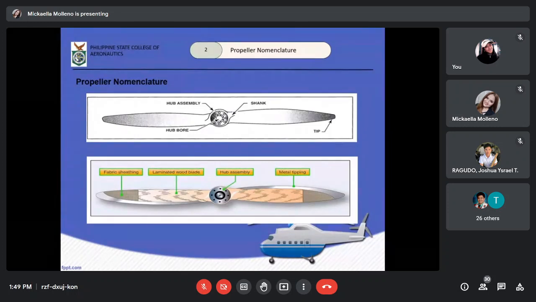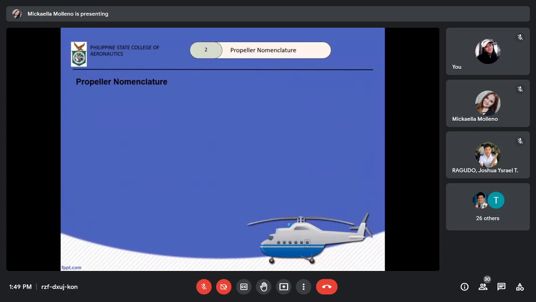So, going dun sa shank or also called as root, yung pinakamalapit na part sa hub, yun siya. This is designed to primarily strengthen the blade, syempre. And yung tip, yung pinakamalayo na part sa hub, as pointed there. So yung second picture naman indicates the usual materials used for respective parts. So that's pretty much it.